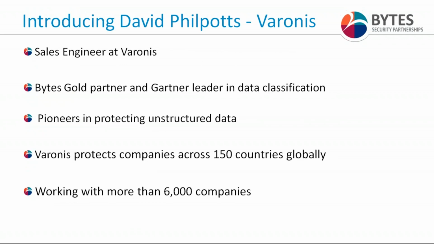So to give you a bit of an overview of how that can work for your business, we're delighted to welcome David Philpotts from Varonis today. We've been working with Varonis for several years. They're a gold partner of ours, and they really do lead the way in data classification and data analytics, particularly in protecting unstructured and valuable data, and in ways that businesses can actually protect the data that matters most, that's the most difficult to actually find and classify. Varonis are a real global force and provide data classification and data analytics solutions across 150 countries and more than 6,000 companies.